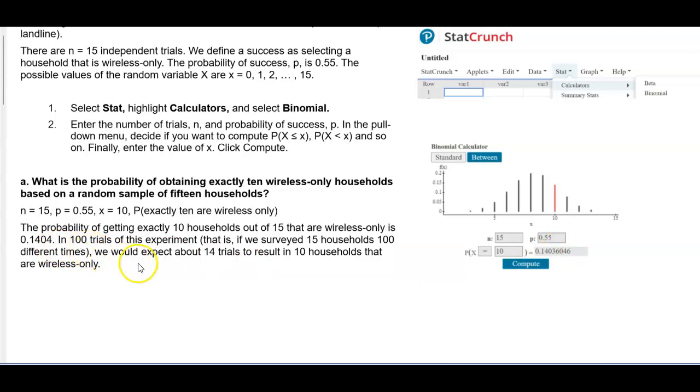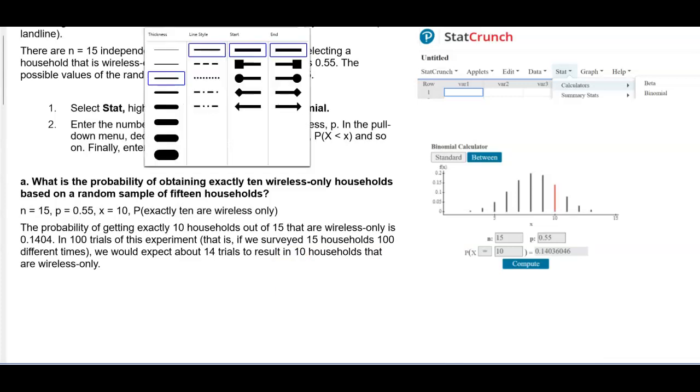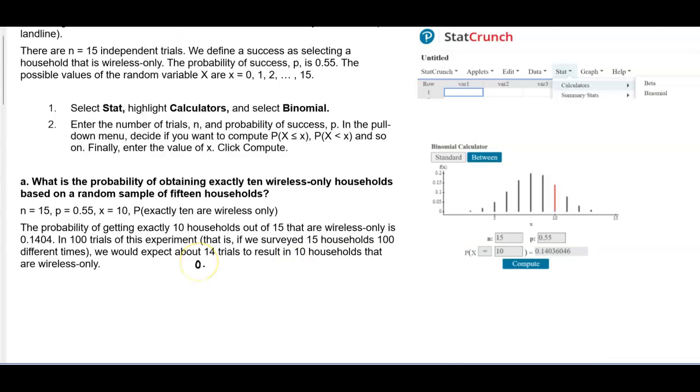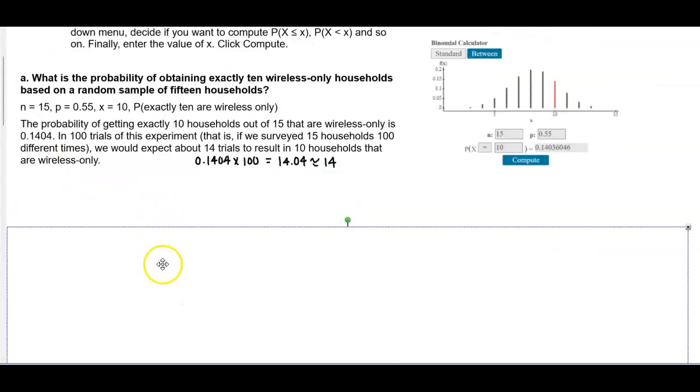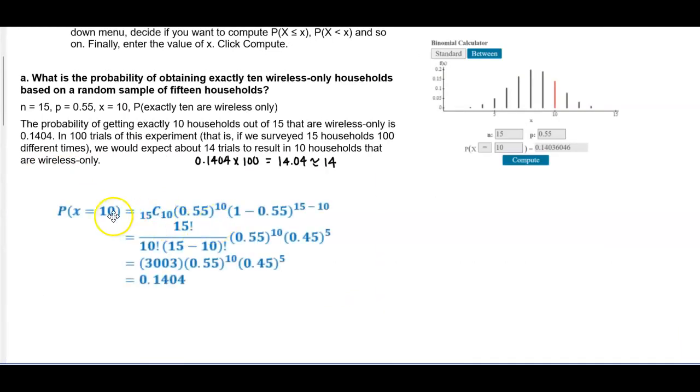We would say that in 100 trials of this experiment, that is, if we surveyed 15 households 100 different times, we would expect about 14 trials to result in 10 households that are wireless only. Recall that if we take 0.1404 and multiply that by 100, that gives us 14.04, which is approximately 14. Now I want you to compare if you were going to be using the formula. If we use the formula, you can see that putting in that formula still gives us the same result, but just a longer way than what you see over here.